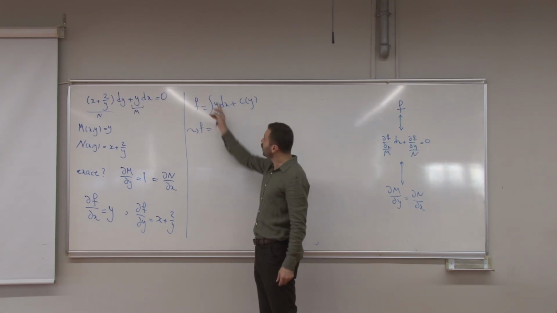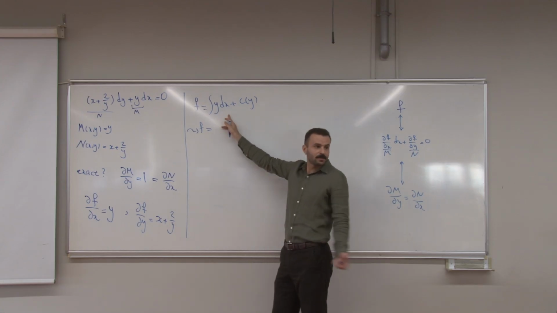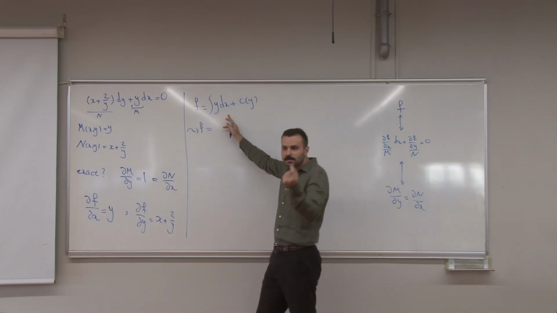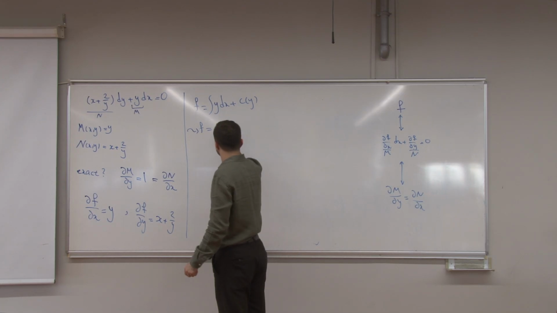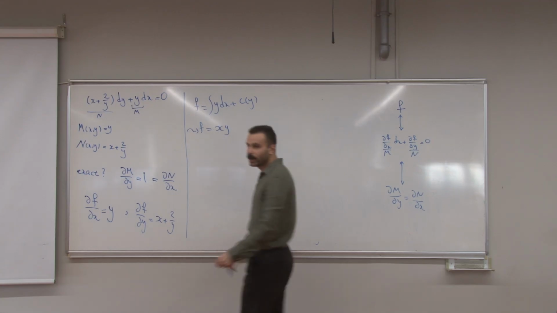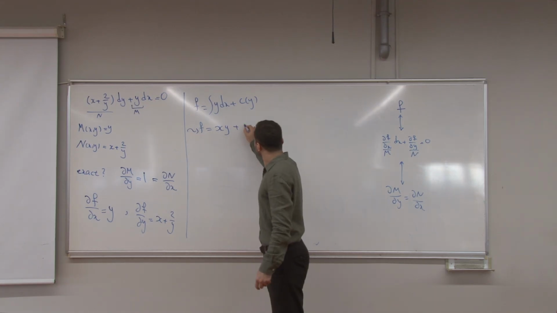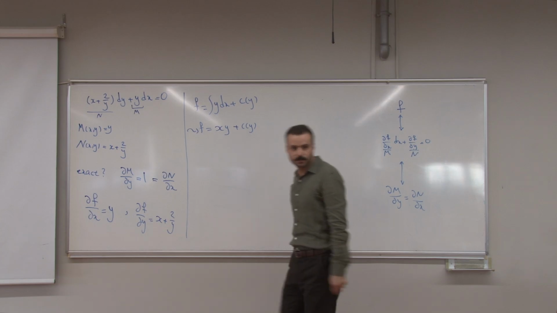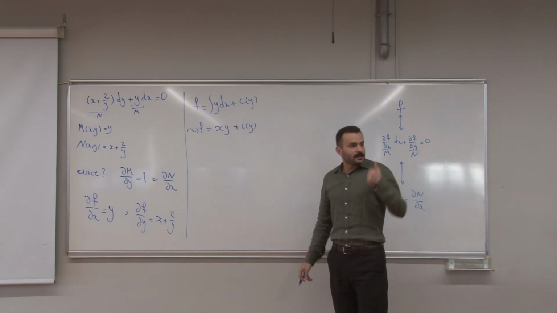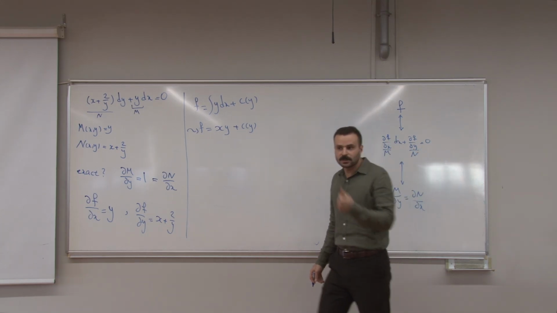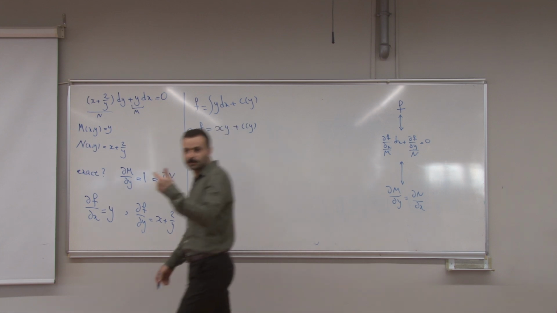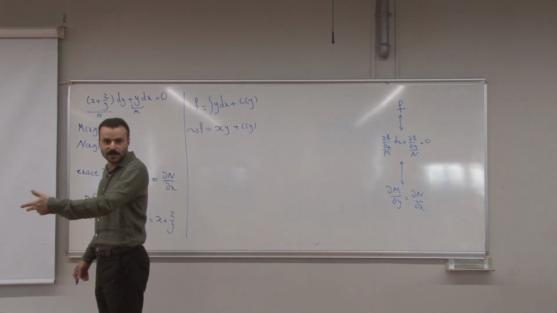Okay, so y times integral of dx. And what is that? Y times x. Or in alphabetical order, I can write this as xy, plus c of y. What are the steps? Integrate, derivative, then again take the integrals.